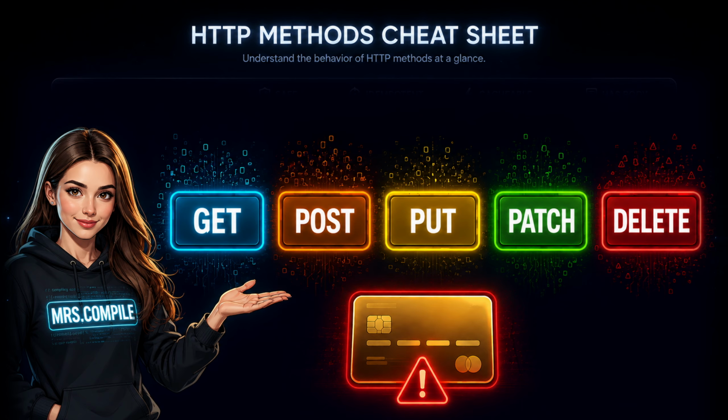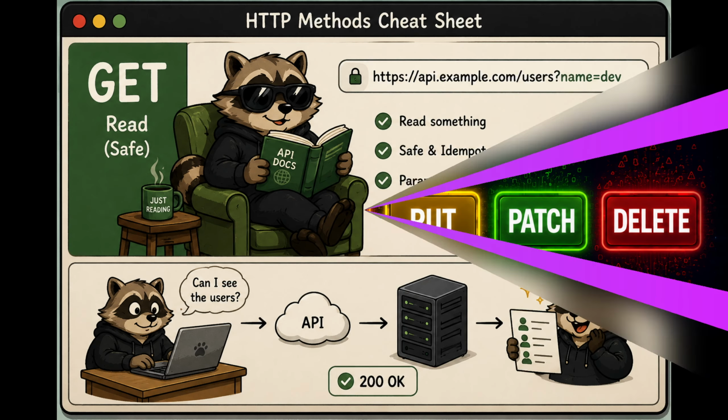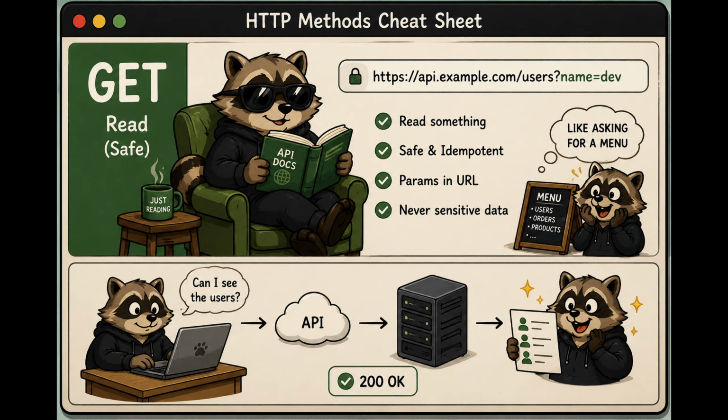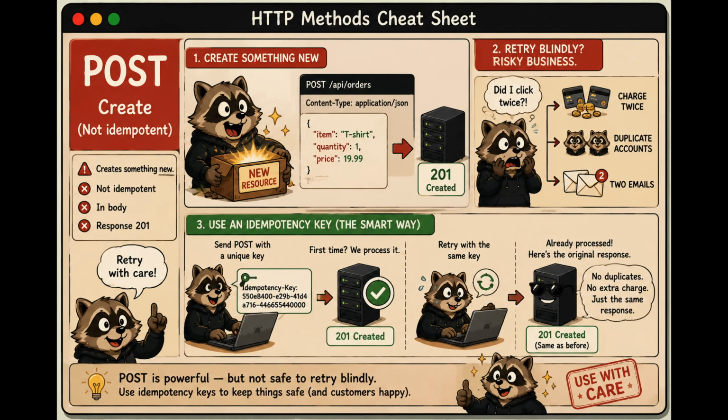Right. The cheat sheet. Screenshot this. Get. Get means read something. It's safe, idempotent. Its params are in the URL. Never put sensitive data there. Post means create something, not idempotent. And its data is in the body, not in the URL. And when you send a post request, its response should be a 201.